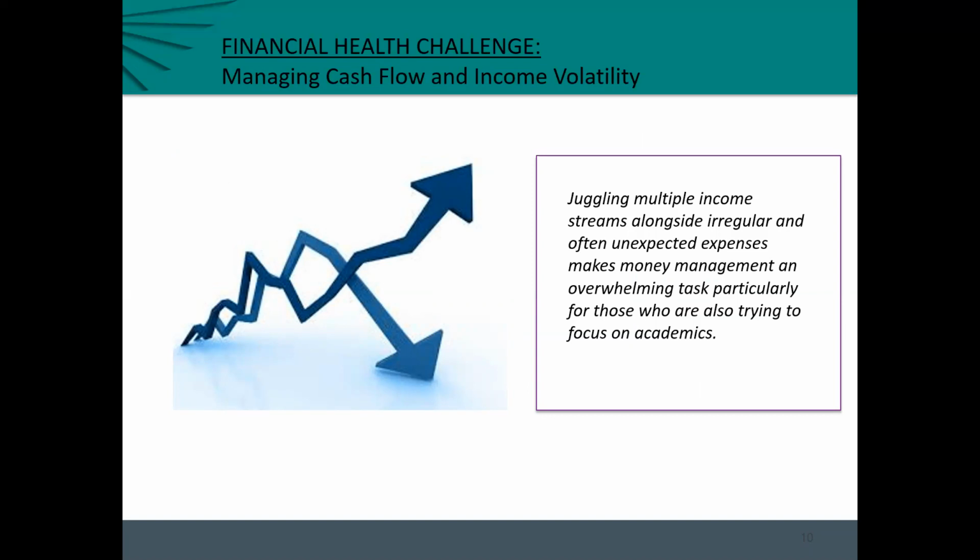So the first challenge we're going to address is that of volatility, managing cash flow and income volatility. Like Sarah Johnson, many community college students are managing multiple sources of income. Only 2% of those that attend community colleges have their full financial needs met with grants. So 98% of them are looking elsewhere to make their financial lives work.